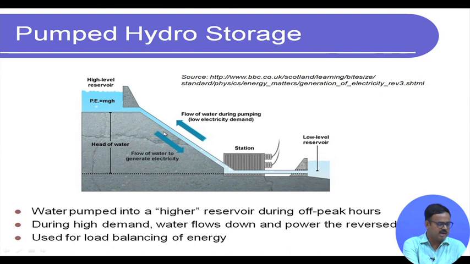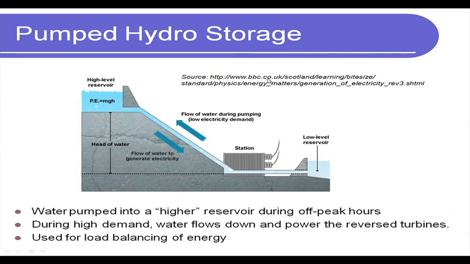This is what I am again showing over here, which is a picture from BBC, from one of the sources which I have mentioned here. This is the high level reservoir and this is the low level reservoir. During off peak hours, the water is pumped up and therefore it attains potential energy. That potential energy during high demand is released as the water flows down and it powers the reverse turbines. As I said, the Francis turbine is one example, and that is how we generate additional electricity. So, this in a nutshell is the principle of pumped hydro storage.